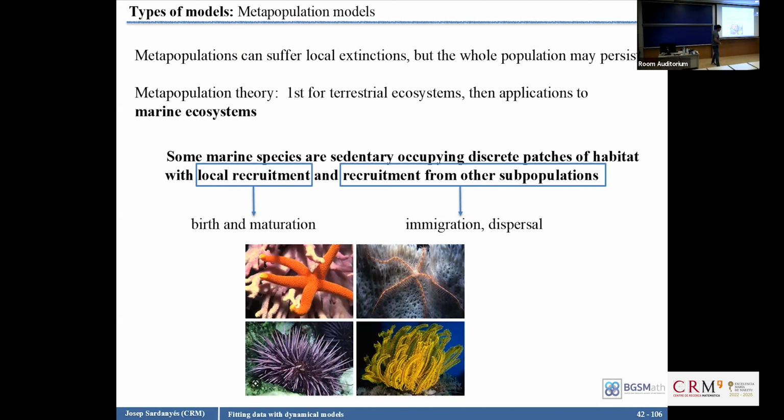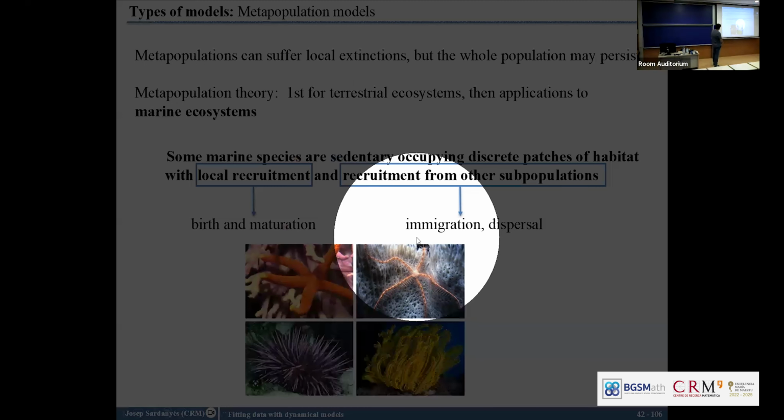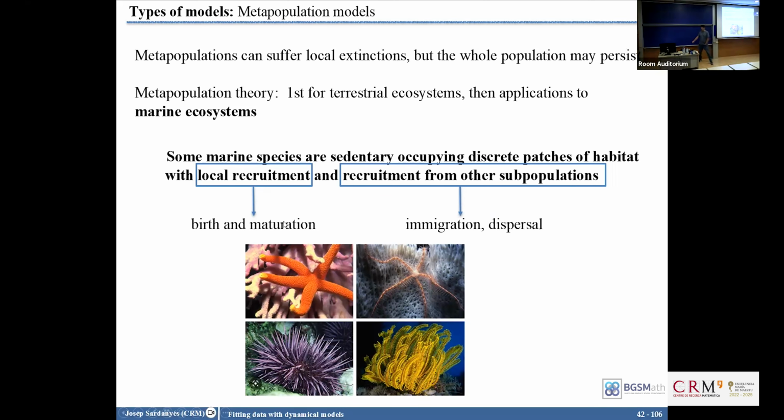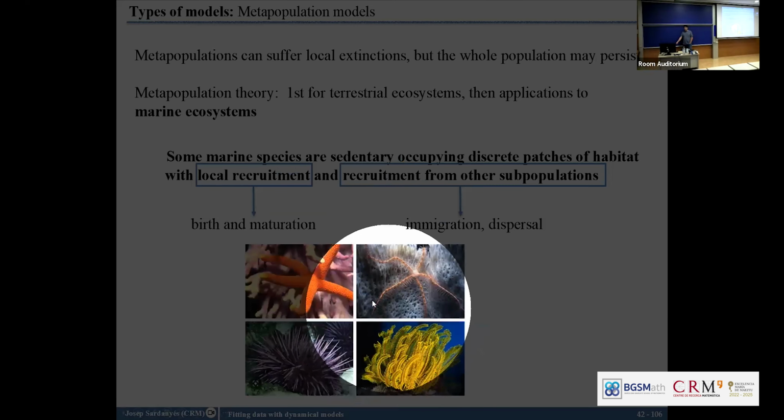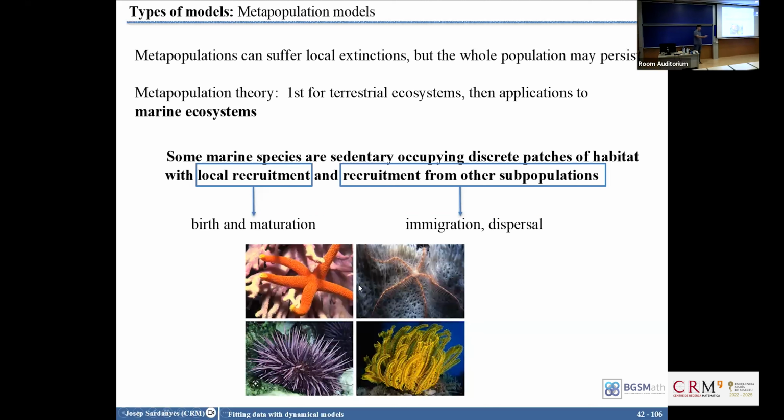Metapopulation theory was first developed for terrestrial ecosystems, but for some decades it has also been applied to marine ecosystems because, of course, in the ocean everything is mixed, but we have some individuals that can form colonies, for example, the sea urchins or the corals. They can also occupy different places in space, and then water can move the larvae or the eggs, whatever.